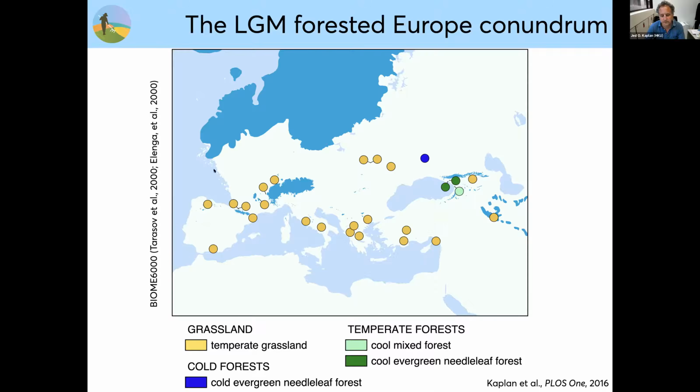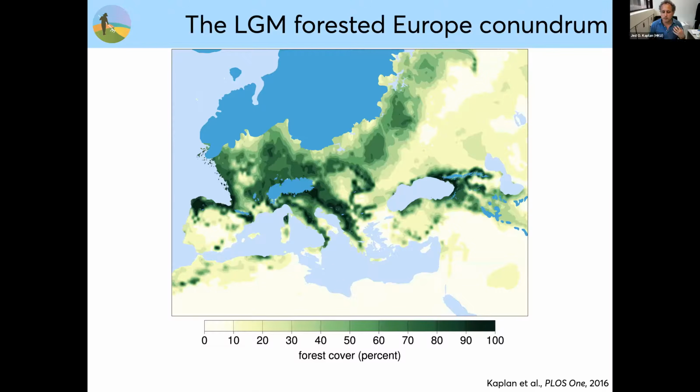But what we can also see here is that pollen data analysis suggests that most of Europe during the last glacial maximum was covered by some kind of grassland, okay? But whenever we would use models that use climate and soils data to simulate the land cover of the last glacial maximum, we'd end up with maps that look like this. In a map like this, a lot of Europe, particularly outside of the Mediterranean, has a substantial forest cover, 50 to 80% forest cover over large parts of Europe.